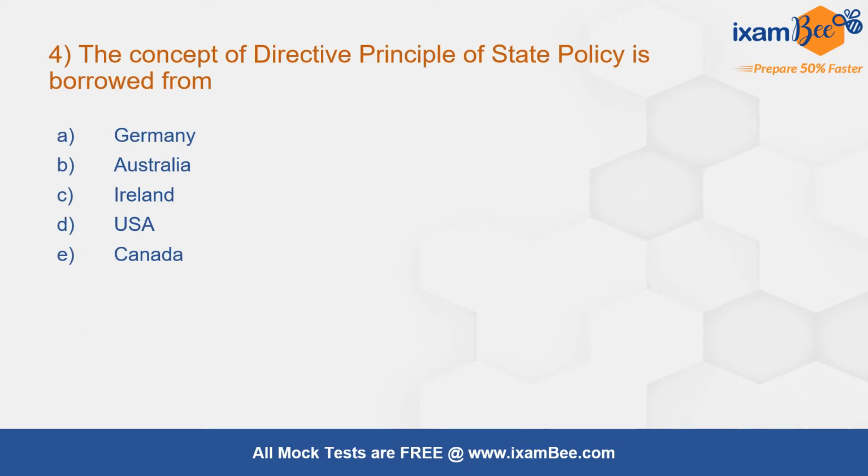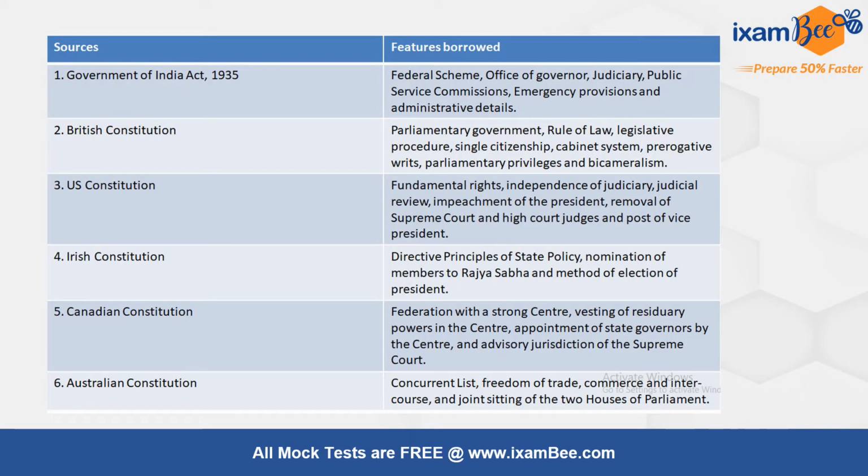Moving to question 4. The concept of directive principles of state policy is borrowed from... The correct answer is Ireland. There are a lot of principles in the Constitution which are borrowed from different countries. A lot of things came from the Government of India Act, the British Constitution, the US Constitution, the Irish Constitution. DPSP was taken from the Irish Constitution, and others from Canadian, Australian and a few more.